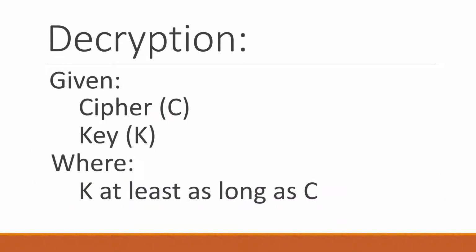So decryption is just the undoing of the encryption. So this time, let's suppose that we're given a ciphertext C and the key K, where K is a string that's at least as long as the ciphertext C. With the encryption method, we saw that we shifted each letter of the plaintext message M forward by the corresponding key value. So with decryption, we're going to do the opposite. We're going to shift each letter of the ciphertext message C backwards by the corresponding value in the key K. Let's take a look at an example.